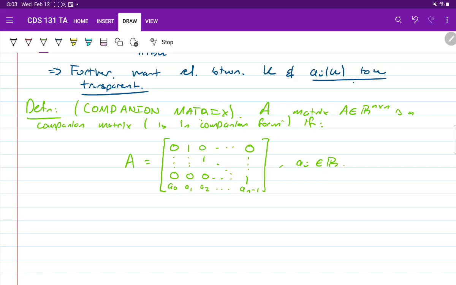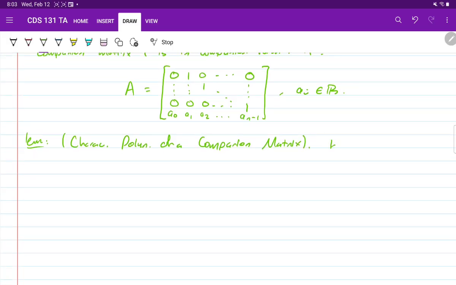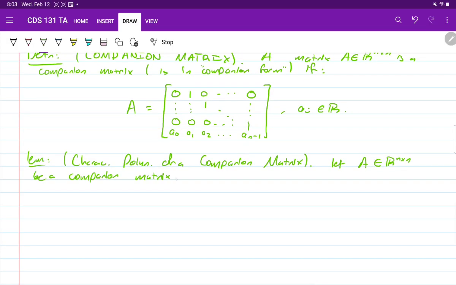Okay, so why do we want to introduce this class of matrix in particular? Well, it turns out the characteristic polynomial of this matrix is really, really easy to find out, okay? We could basically just read it off directly from the structure of A. All right, so let me just state this as a lemma, which is the characteristic polynomial of a companion matrix. Okay, so I'll say let A in R^(n by n) be a companion matrix. Okay, I'll assume that it's just of the form above. Then its characteristic polynomial is computed. Chi A of s is equal to s^n minus a_(n-1) s^(n-1) minus ... minus a_1 s minus a_0.